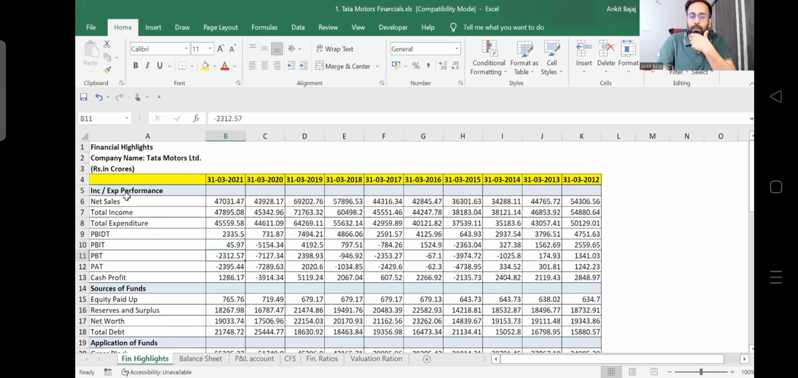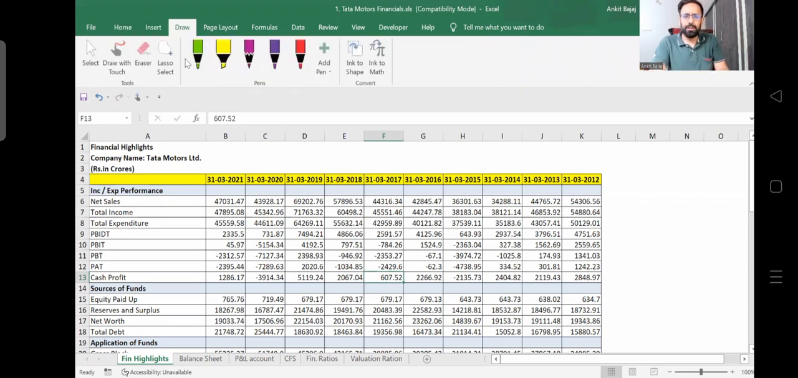And if you see, profit before tax is negative 2,312. It means now they have reduced interest and their profit is in negative, right? PAT is also in negative and cash profit is 1,286. Now, if I talk about cash profit, how have they calculated cash profit, right? You can check this from the cash flow statement also. But I will give you an idea here itself, right?